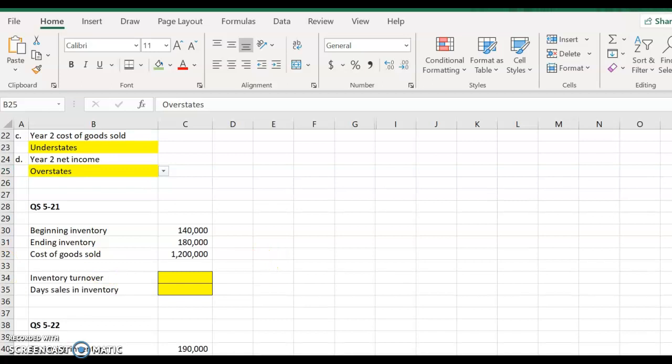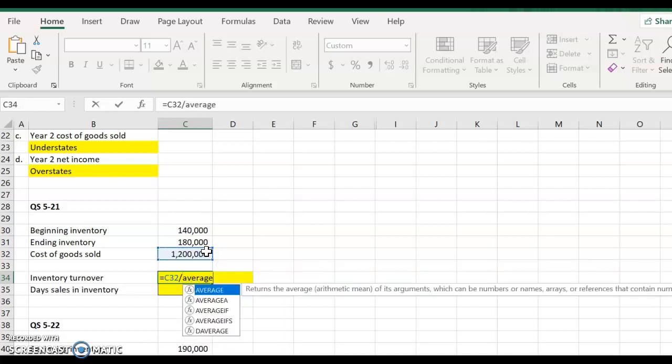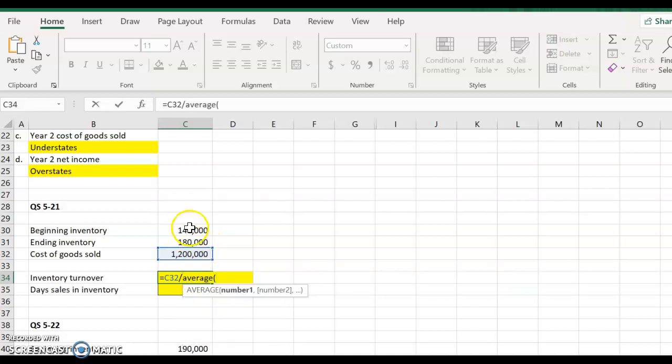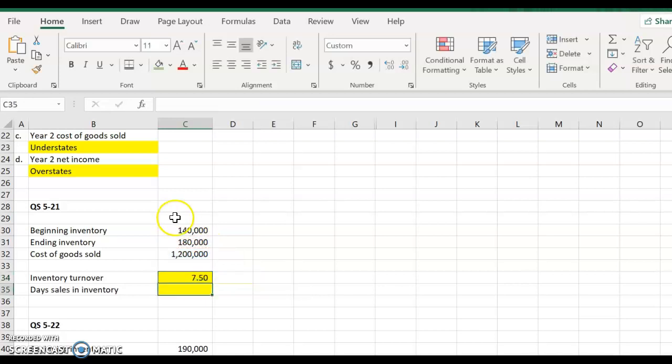In QS 521, we're being asked to calculate the inventory turnover. I'm going to do that by taking the cost of goods sold, and I'm going to divide that by the average of the beginning and ending inventory. You can actually use the average command in Excel. And I get 7.5 times.